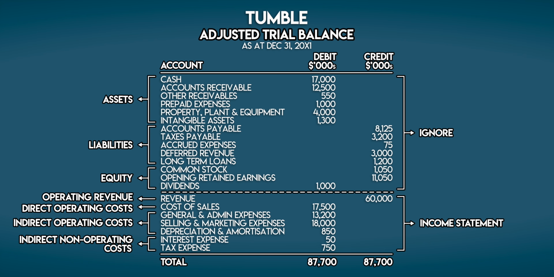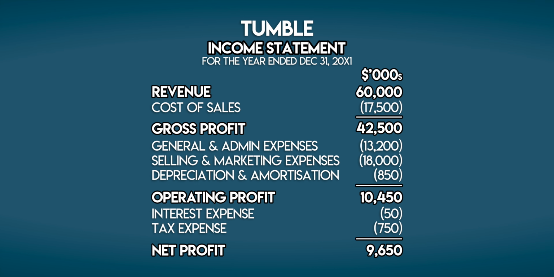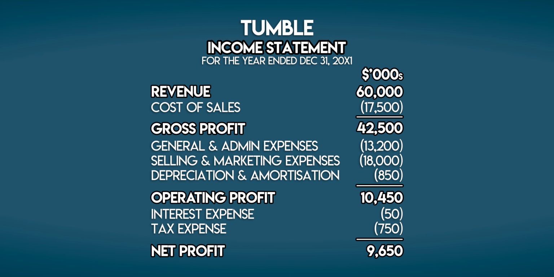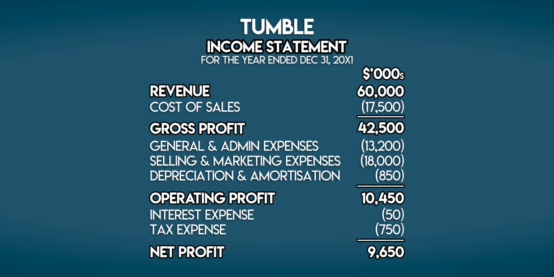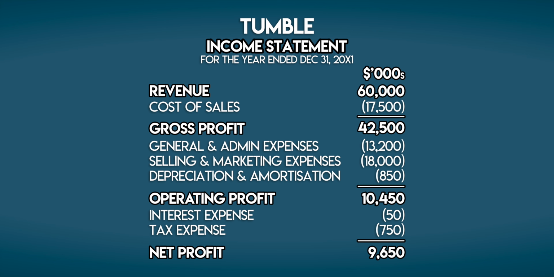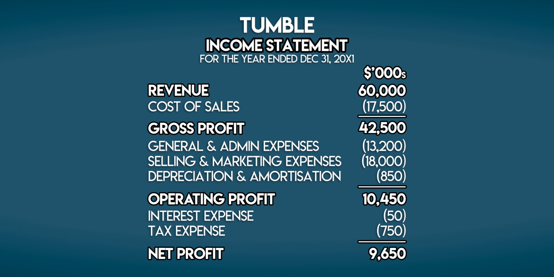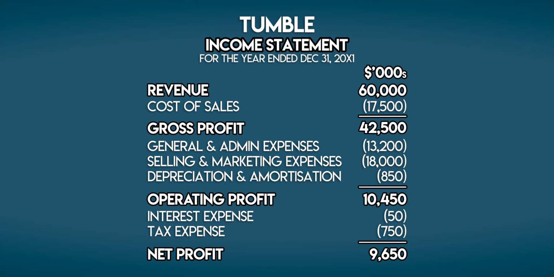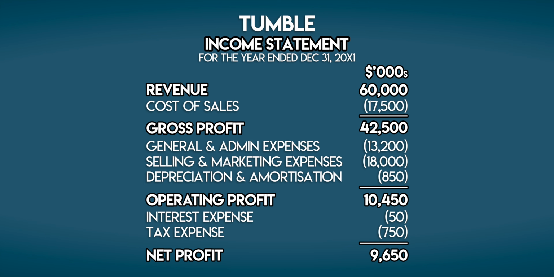All we need to do now is lift these numbers out of the adjusted trial balance and put them in the corresponding sections of the income statement. That leaves us with a revenue of $60 million, just like before, less $17.5 million in cost of sales, which is a direct operating cost, which gives us a gross profit of $42.5 million.